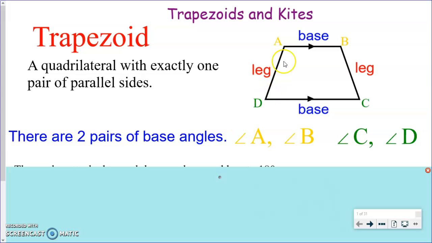So the angles in the trapezoid are called base angles. We group them together as base angles. So A and B are a pair of base angles because they're attached to this base. And then angle D and angle C are a pair of base angles, attached to this base.